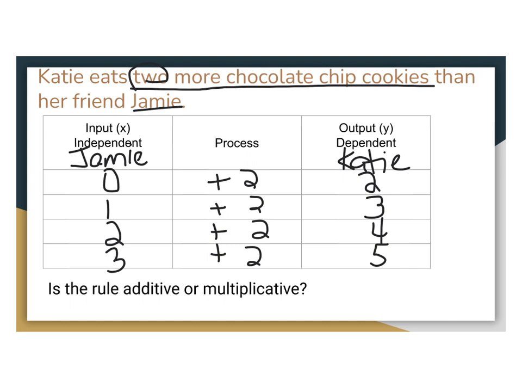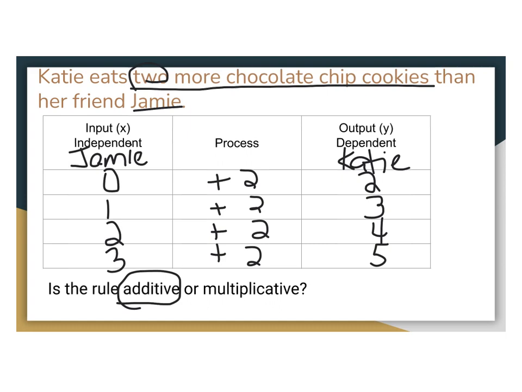Now with additive relationships, when your input is 0, your output is going to be a number. It's not going to be 0, it's going to be a number. It could be a positive number, it could be a negative number, it could be a fraction, a decimal, but it's going to not be 0. With a multiplicative relationship, when input is 0, then your output is going to be 0 also. So remember that when you're trying to identify it as an additive or multiplicative relationship. So in this case, I know this is an additive relationship because we're adding 2.